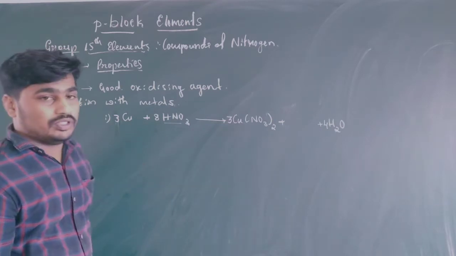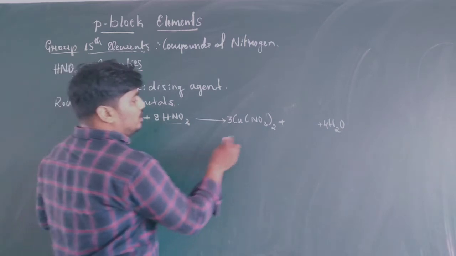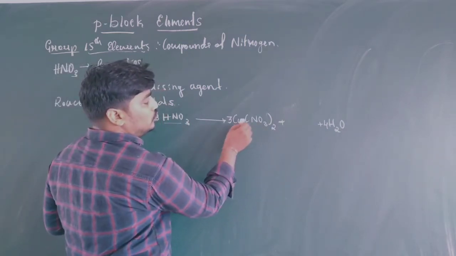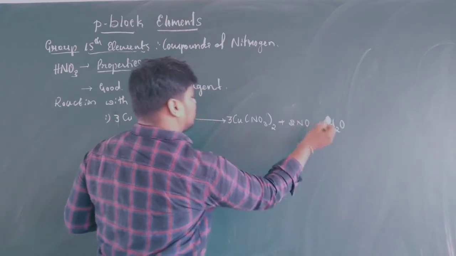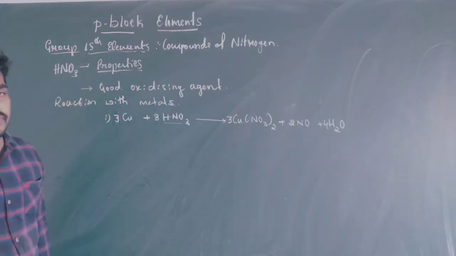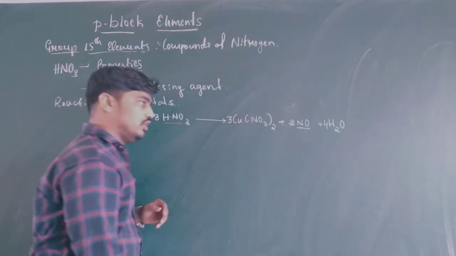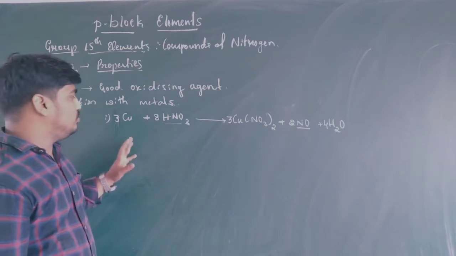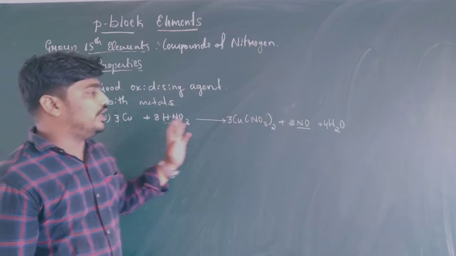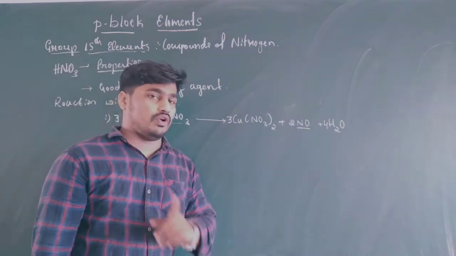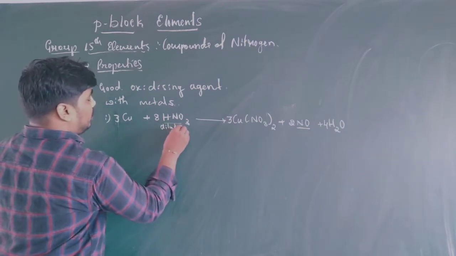And then what is the other product formed during this reaction? 2 nitrogen monoxide. Nitrogen monoxide is produced. Okay, so this is a very important thing. What is the conclusion? When dilute nitric acid reacts with copper, it produces nitrogen monoxide. So in a dilute condition.